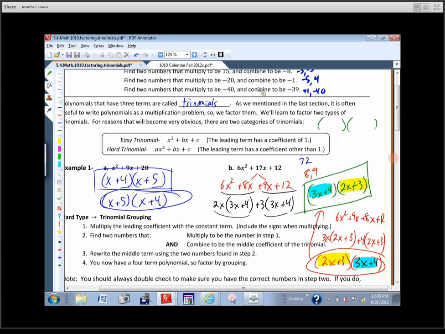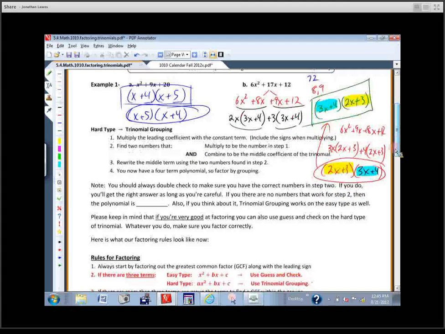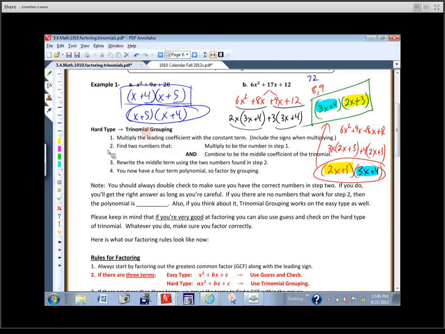Okay, let's come down here and take another look at what we've got so far. So, again, if it's easy, piece of cake. It's just a problem that we're real familiar with. If it's the hard type, this is what you do again. Multiply the leading coefficient with the constant terms. So that's where we multiplied the 6 and the 12 together, okay, including the signs. Find two numbers that multiply to be the number in step number 1, so that was the 72, and combine to be the middle coefficients, so that was the 17.